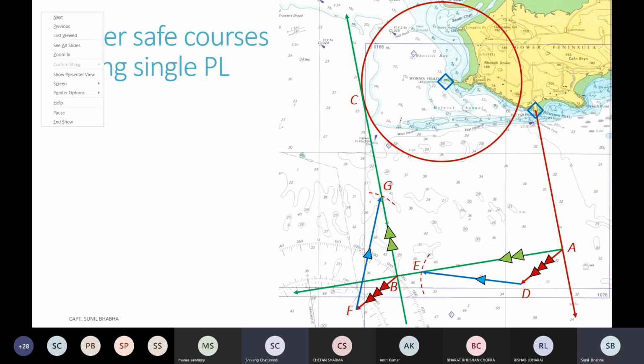I am giving you a different question now in which they have told you that the vessel was on the initial PL, which we have drawn passing through point A. The vessel was on this PL and it was steering a course of, let us say, 240.